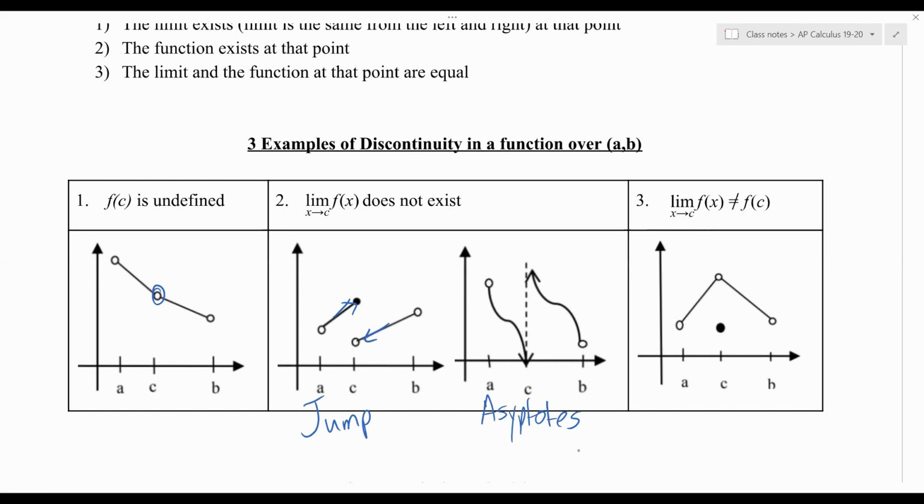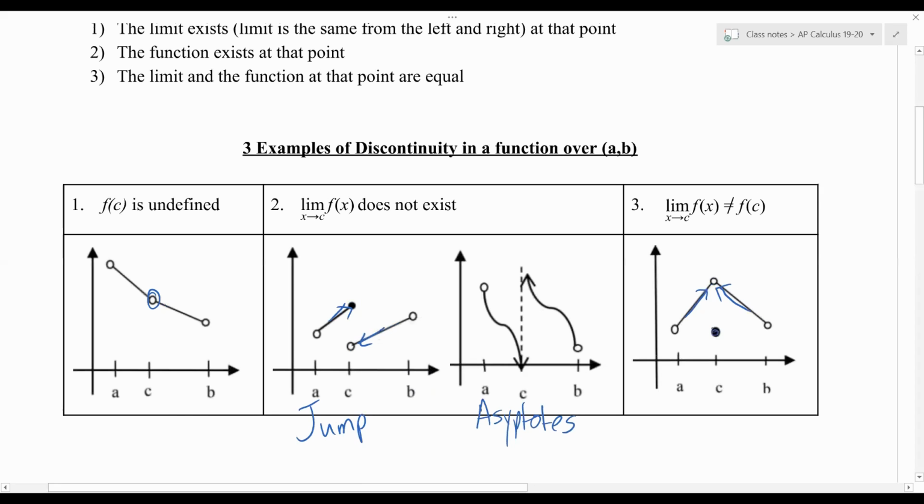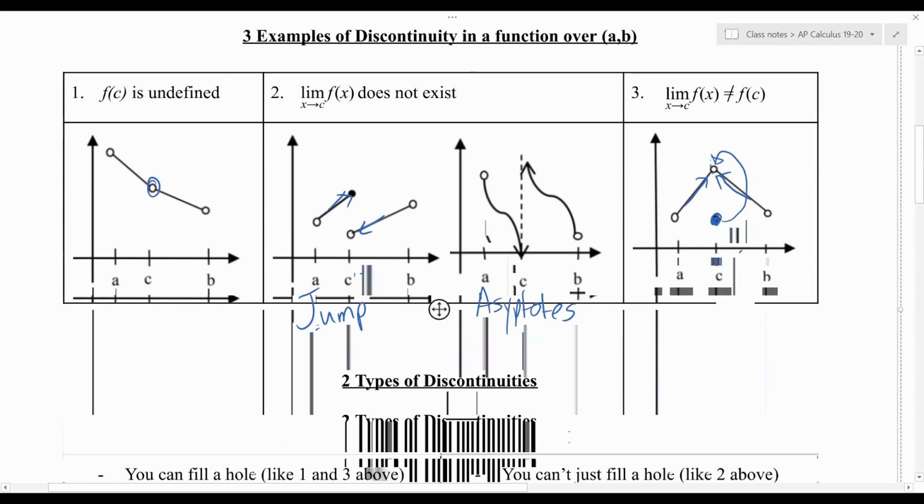Finally, we need case 3 to show that the limit and the function are actually the same. Because here, the limit is approaching the same from the left and the right, and the function exists, however, they're not the same. So here we have another hole. In this case, it would be quickly fixed if that point was moved into that hole. We call this a removable discontinuity.